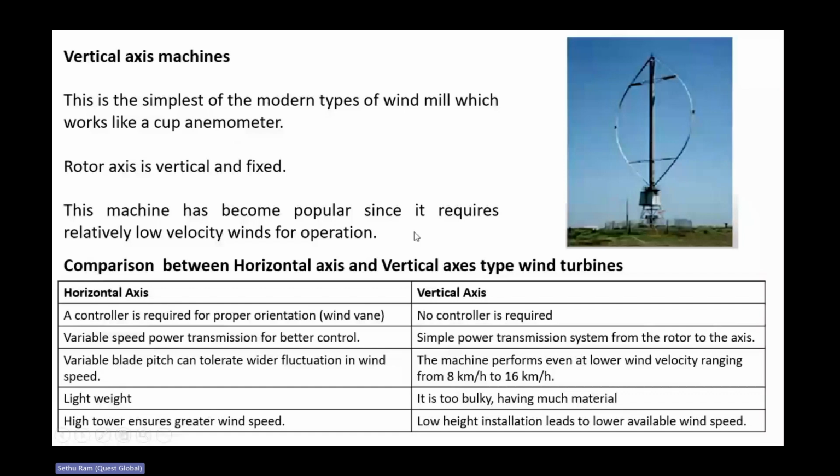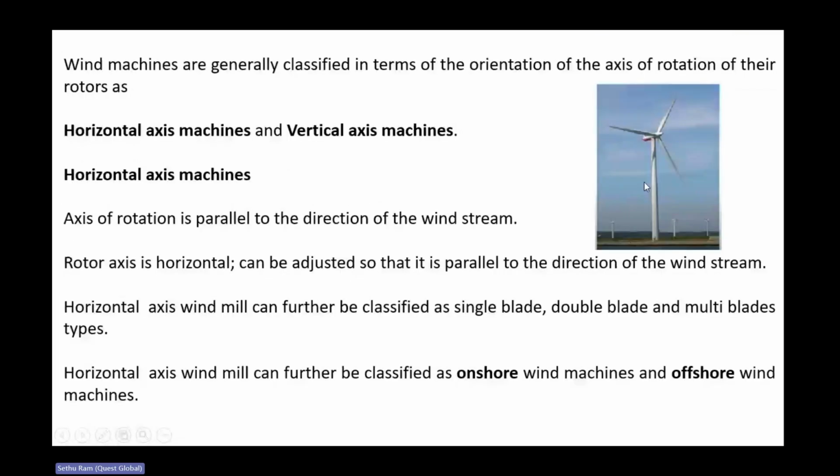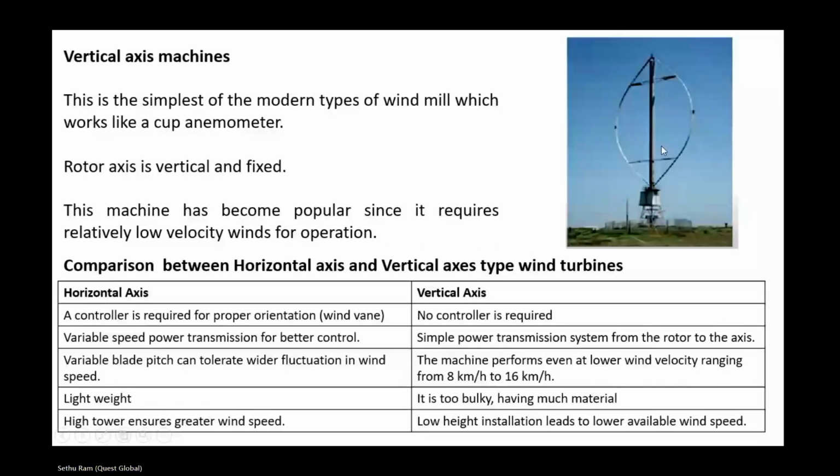This has become popular because it can work even at low wind speeds. The horizontal one requires a very high speed of wind, and this one requires low speed. And a controller is required for wind orientation in the horizontal type; no controller is required here.